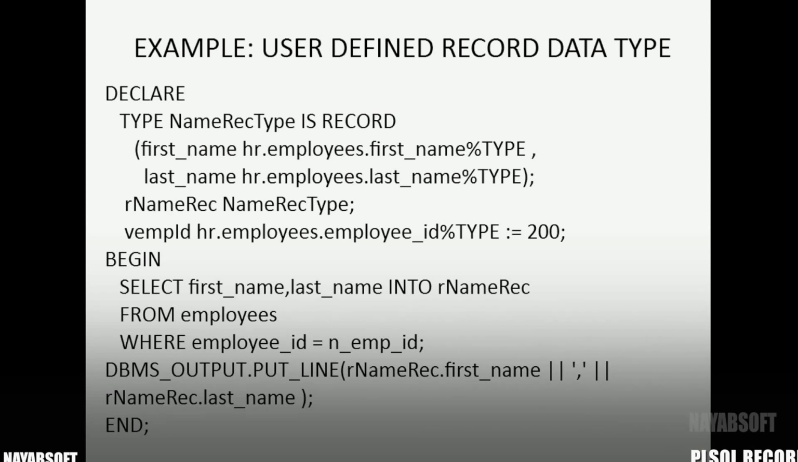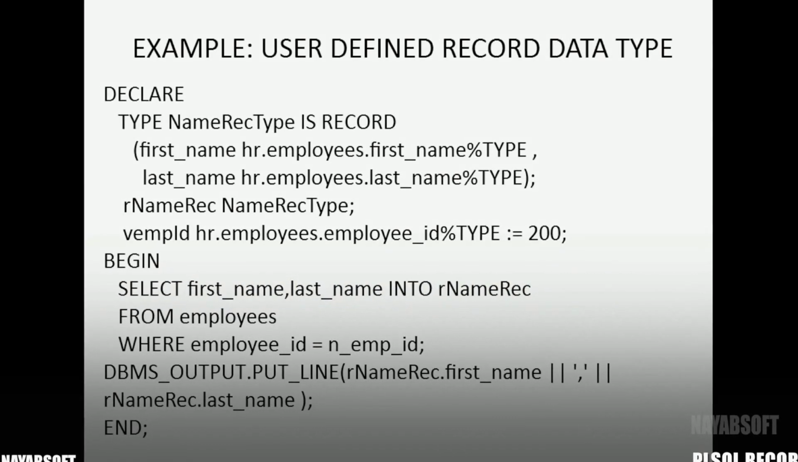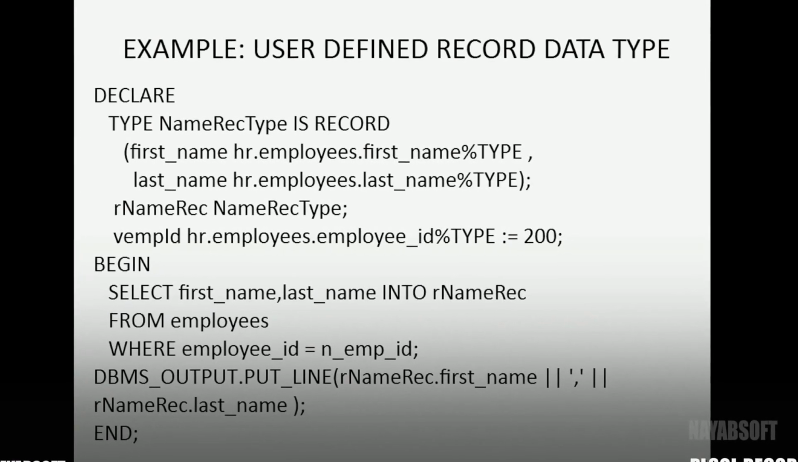After that, we are declaring a variable v_emp_id of the anchored type of employee ID of the employees table. In the executable part, we are assigning the values of first name and last name of employee ID 200 to our name_rec record variable and outputting or printing its individual column values.